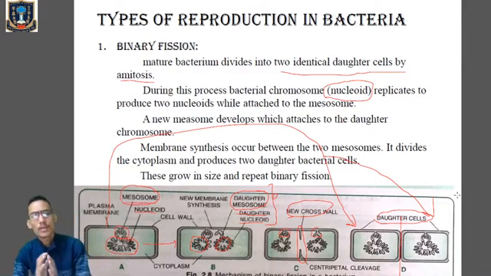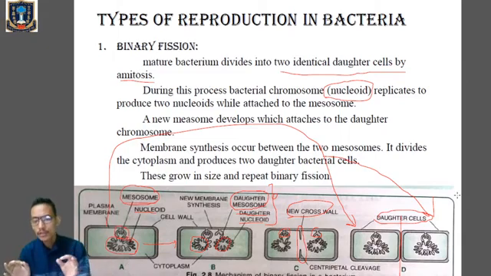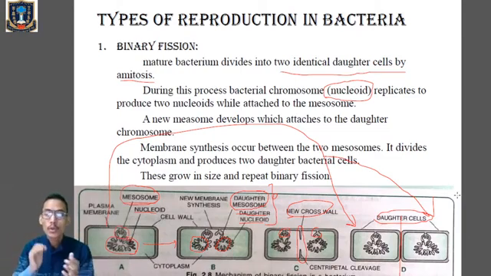It's very, very easy. So what is binary fission? Mainly, the bacterial cell will divide into two identical daughter cells by means of mitosis. And first of all, in this process, the nucleoid will divide to produce the daughter nucleoid. Then the mesosome will also divide to give the daughter mesosomes so that the nucleoid will be attached with the respective mesosome. After that, the membrane synthesis or membrane formation takes place between the two mesosomes. It will divide the cytoplasm and it will produce the two daughter cells. That means two daughter bacterial cells, and these two daughter bacterial cells will grow in size and again they will repeat the process of binary fission.